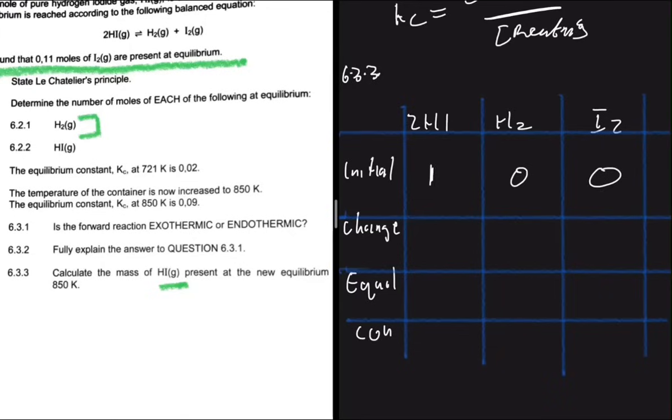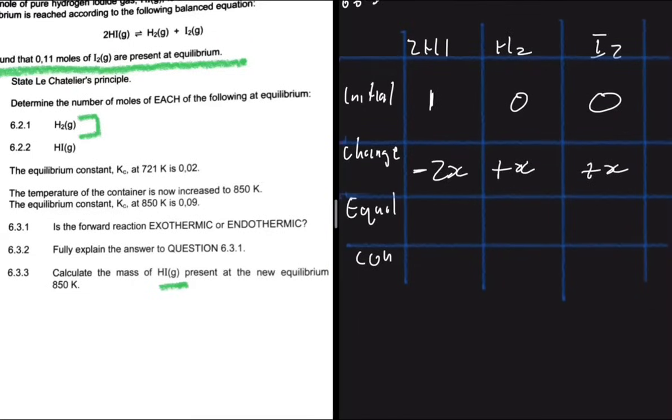We know that for the reactants you have to subtract. So let's say minus 2x. If this is minus 2x and we have a balancing coefficient of 2, then for H2 it should be plus x, because the balancing coefficient there is 1, and then plus x again for I2. Then for HI at equilibrium, we're going to have 1 minus 2x. For H2, we're going to have 0 plus x, and for I2, 0 plus x.